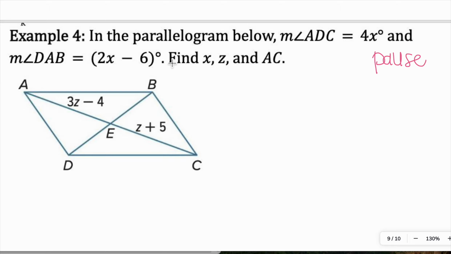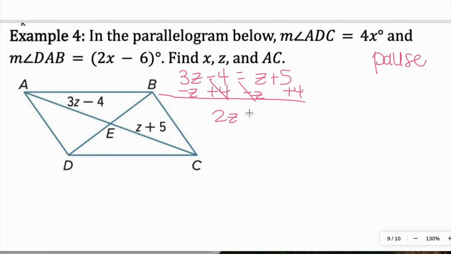So what I can do first is determine the letter z. I know that both of these are going to be equivalent to one another because my diagonal is bisecting. So 3z minus 4 is equal to z plus 5. I'm going to subtract z from both sides and add 4 to both sides, so I get all my like terms together. So that's 2z is equal to 9. So z is equal to 4.5. So that'd be step 1.